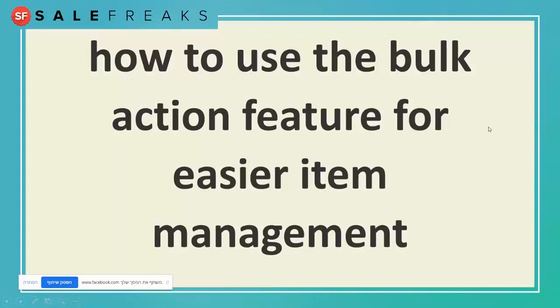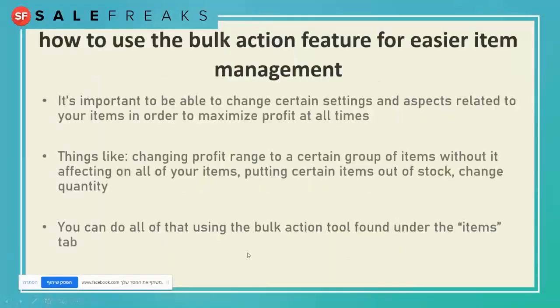Okay, guys, so we have one more topic for today, which is how to use the bulk action feature for easier item management. It's important to be able to change certain settings related to your items in order to maximize profit at all times. Things like changing the profit range for a certain group of items without affecting all of your items, or putting certain items out of stock, or changing quantity. You can do all of that using the bulk action tool found under the items tab.